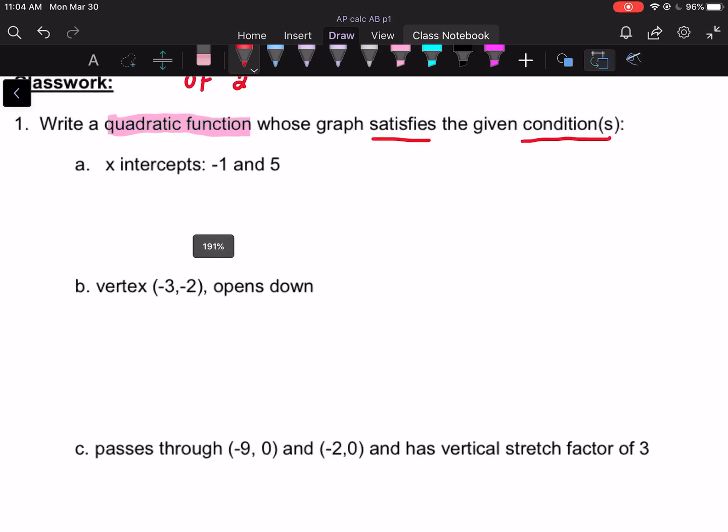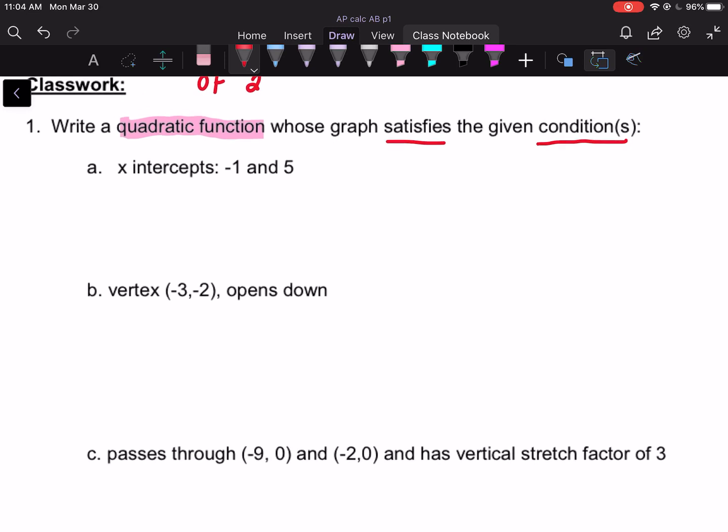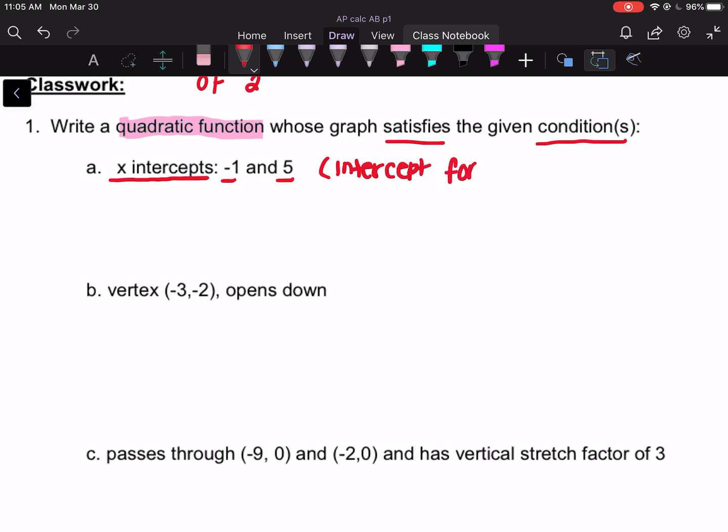So let's look at the first one. Write a quadratic function whose graph satisfies the condition that the x-intercepts are -1 and 5. We know that when we're given x-intercepts, we're thinking, okay, that's intercept form would be the easiest to get to. We know intercept form using the x-intercepts is just writing it in factored form.